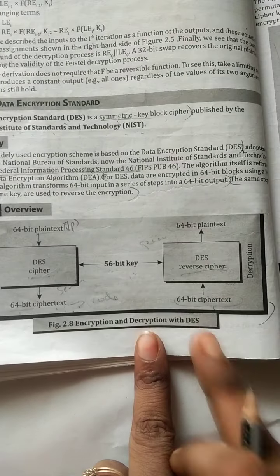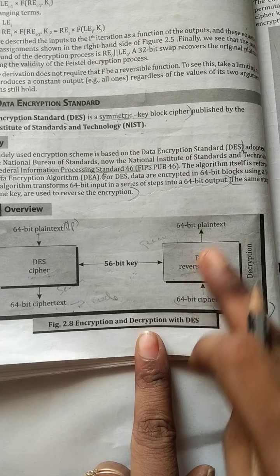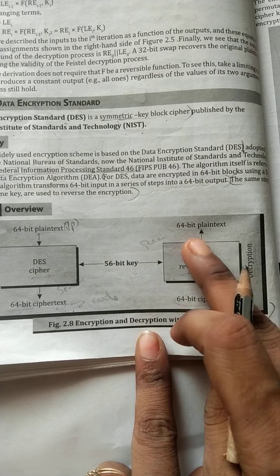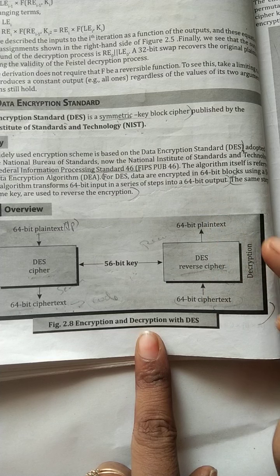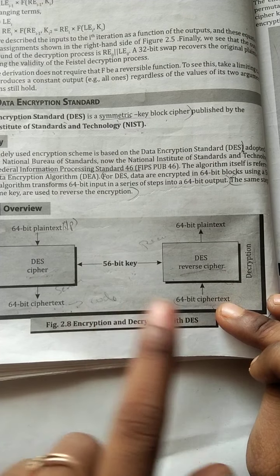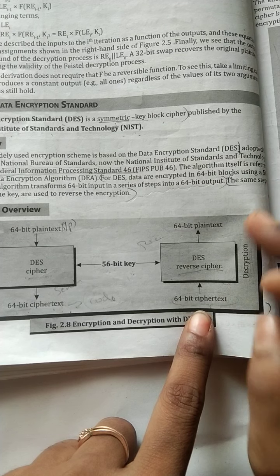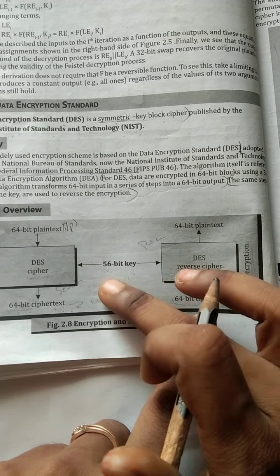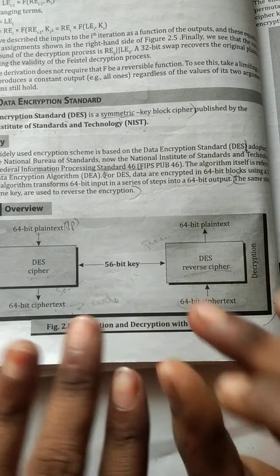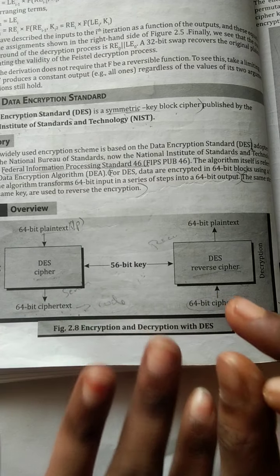So encryption is the conversion of plain text into cipher text, and you can see the arrow mark now. This process is called decryption, converting the encrypted message into our original plain text by using the same key, that is the 56-bit key. This is the basic procedure of the DES algorithm.